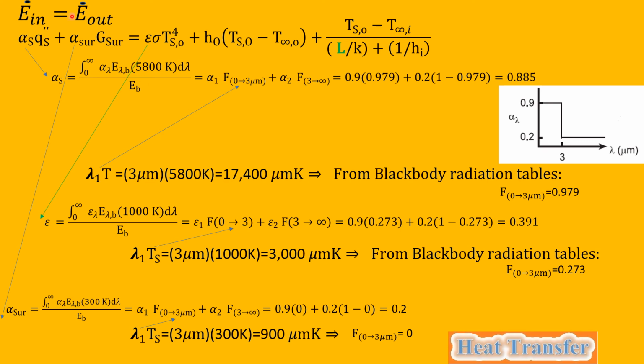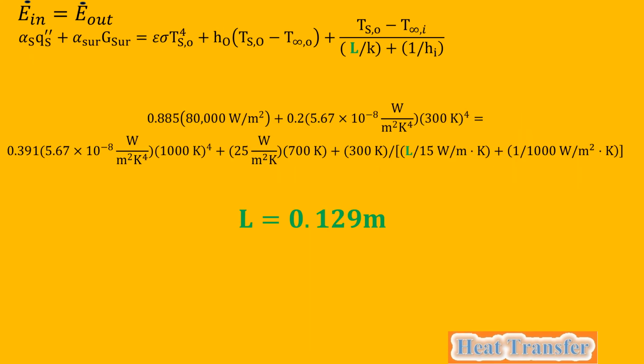Good, now we have everything that we need, and L is our unknown. That's what we want to find. Let's plug everything back in. All the values are plugged in. This is the left hand side, right hand side, and after wrestling with a lot of algebra, we can squeeze L out to be 0.129 meters. Good. Now let's take a look at the second question.